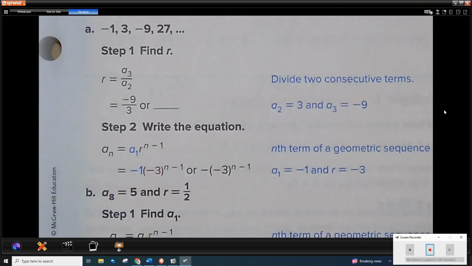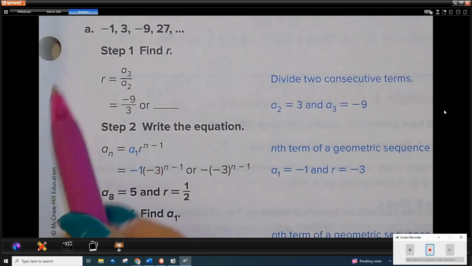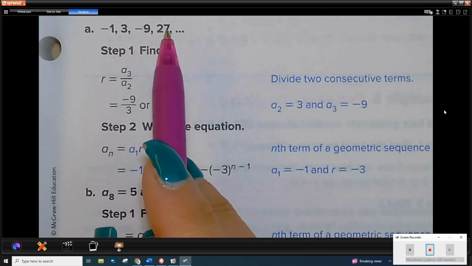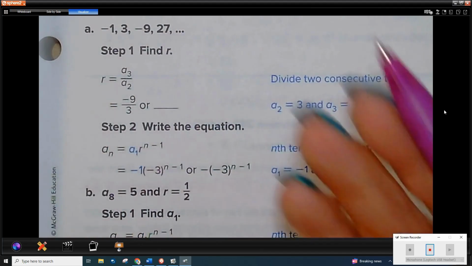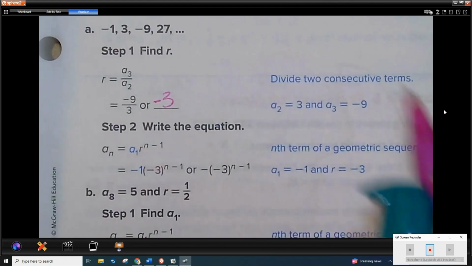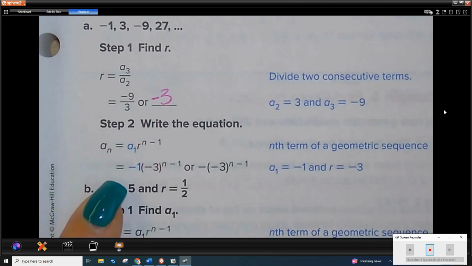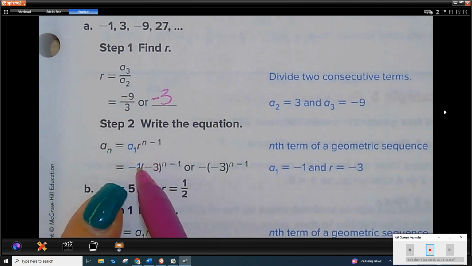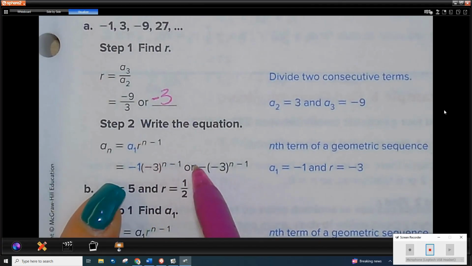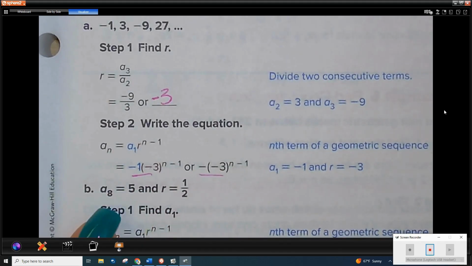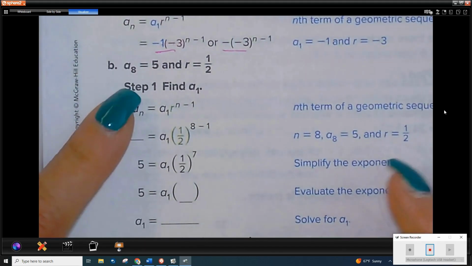So here's the sequence. It's alternating, so I know it's going to be negative. 9 times negative 3 is positive 27, or you could divide it. Write the equation, starting number 3, to 3 minus n. So you could write it like this with the 1 or like this without. Find A8.